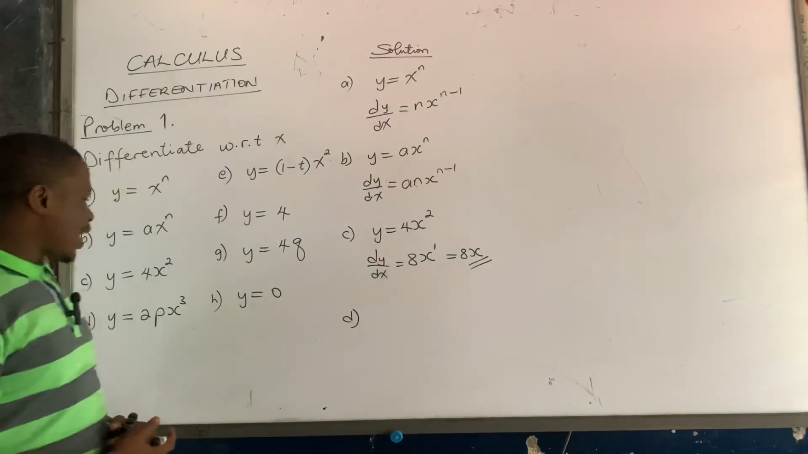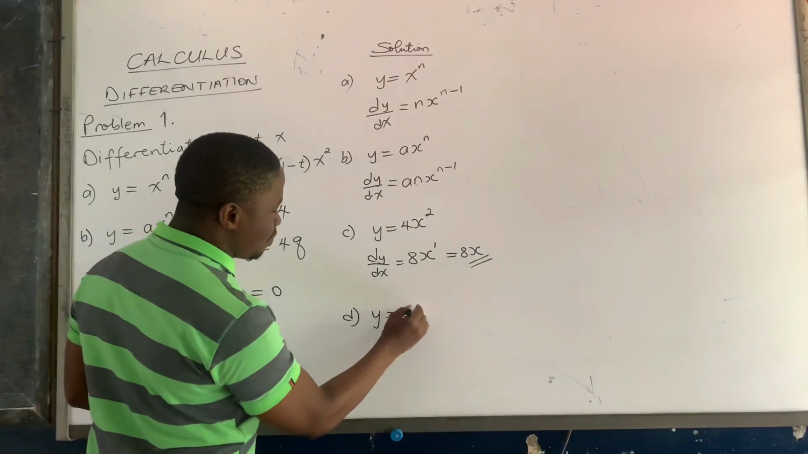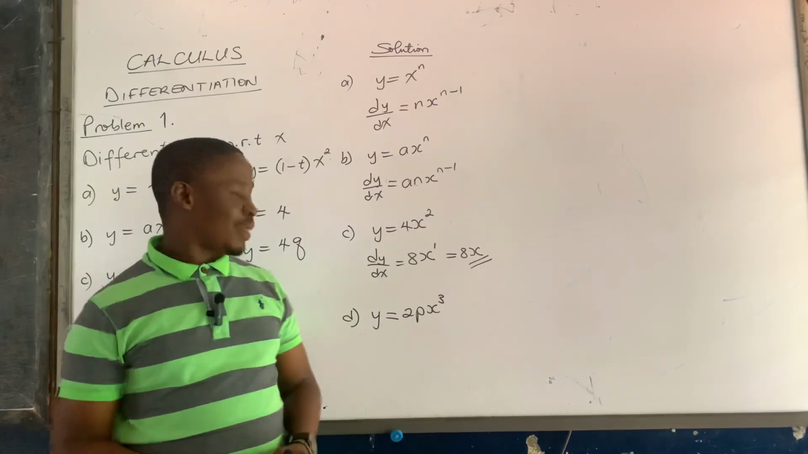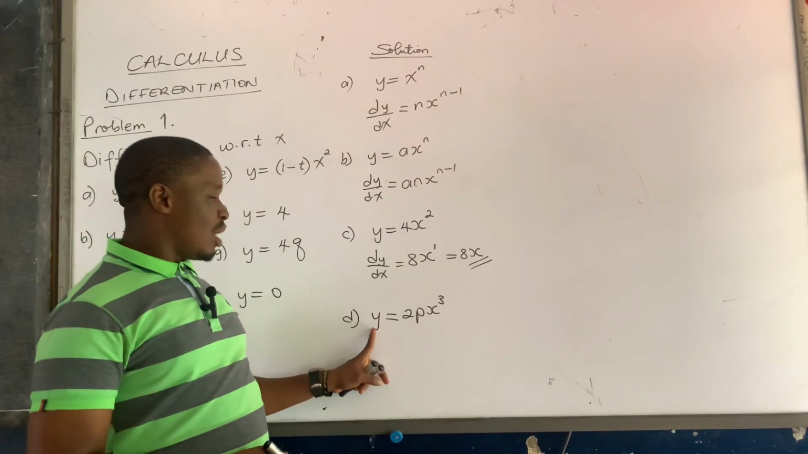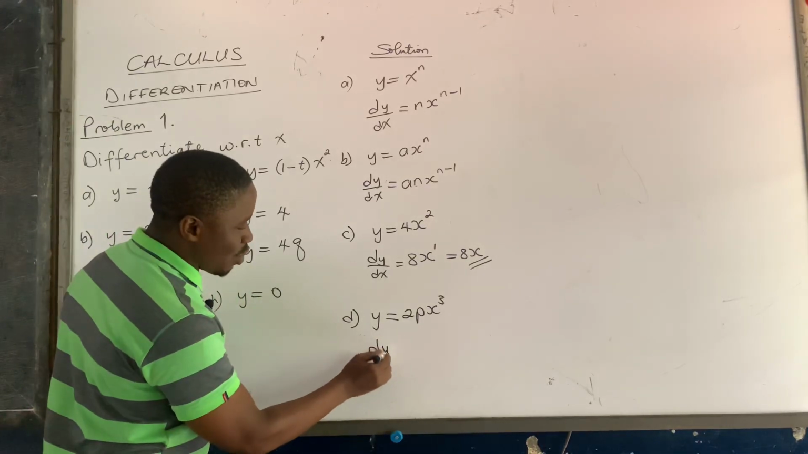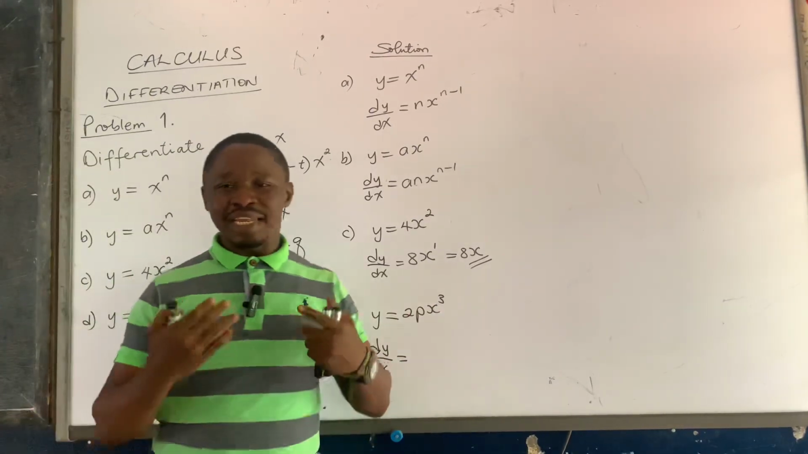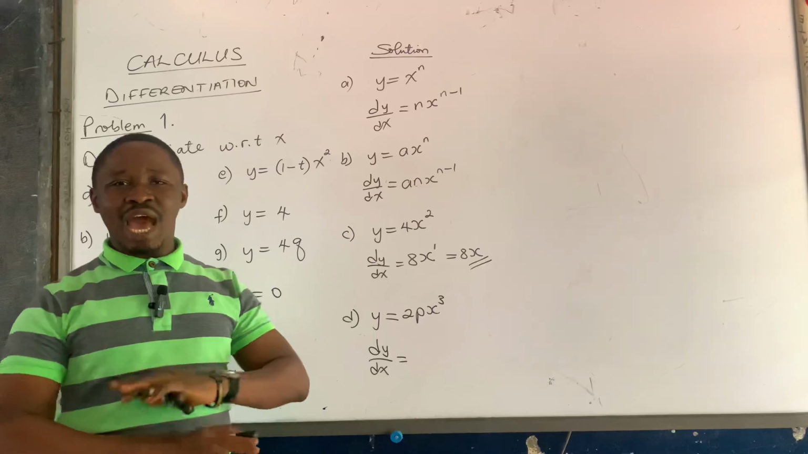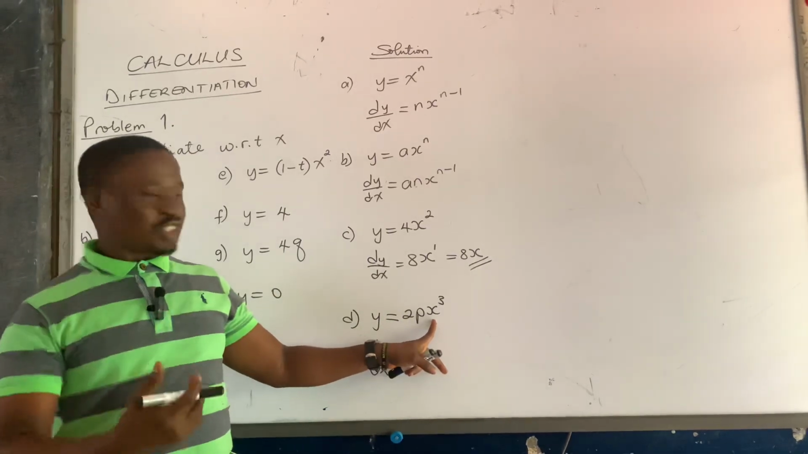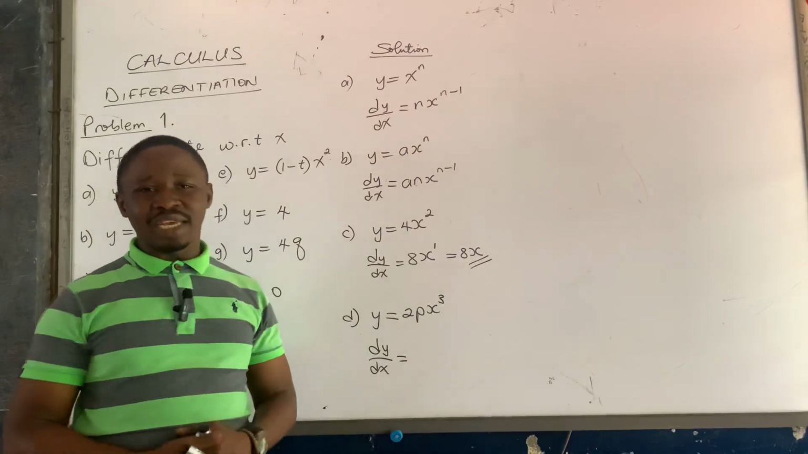So D part of the question says y is equal to 2px to the power of 3, 2px cubed. We want to differentiate y with respect to x. Remember, the only variables we have are y and x. How about 2p and 3? They are constant values. They are not changing at all. Even if y is changing with respect to x, x is changing with respect to y, 2p, 3, they are not changing.